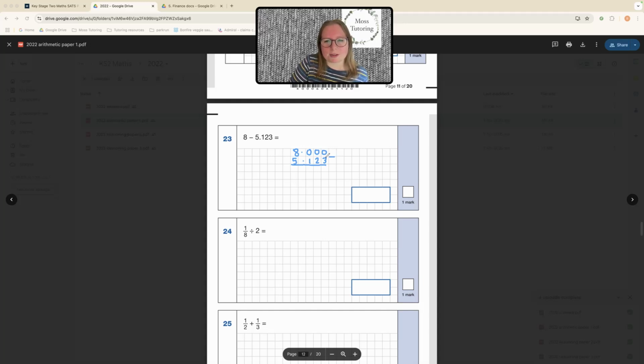So 0 take away 3, we can't do. Take it from it. No, can't do that. Can't go from there either. So I'm going to have to take it from the 8 and then just exchange these as I go along. Okay, so then 10 take away 3 is 7. 9 take away 2 in the hundredths is 7. 9 take away 1 in the tenths is 8. Decimal point. 7 take away 5 ones is 2. To make an answer of 2.877.